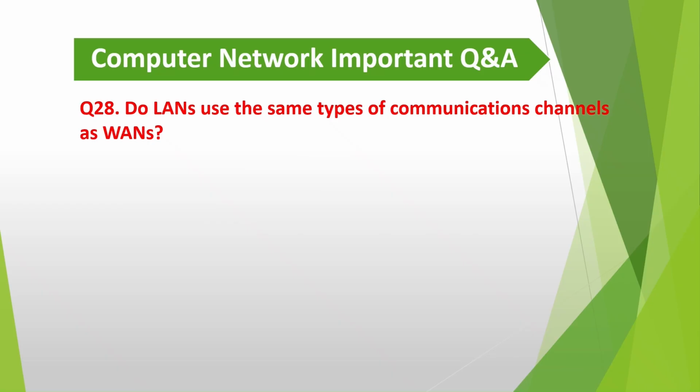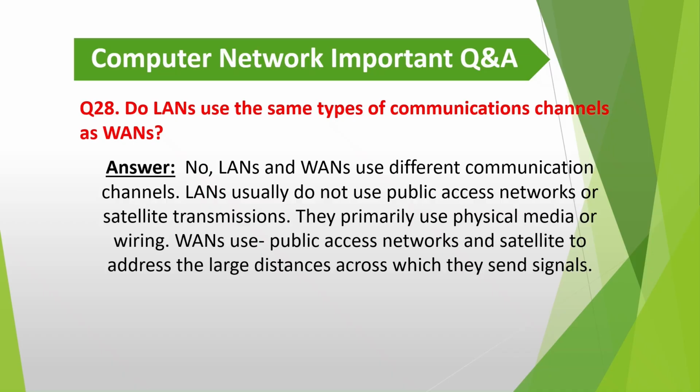Question 28. Do LANs use the same types of communications channels as WANs? Answer. No, LANs and WANs use different communication channels. LANs usually do not use public access networks or satellite transmissions. They primarily use physical media or wiring. WANs use public access networks and satellites to address the large distances across which they send signals.